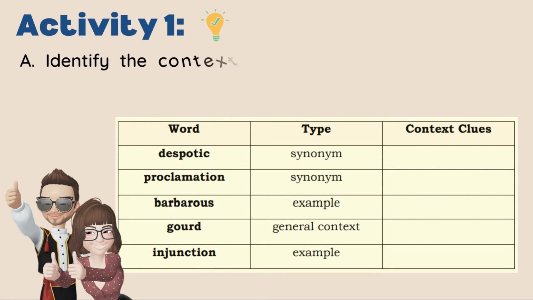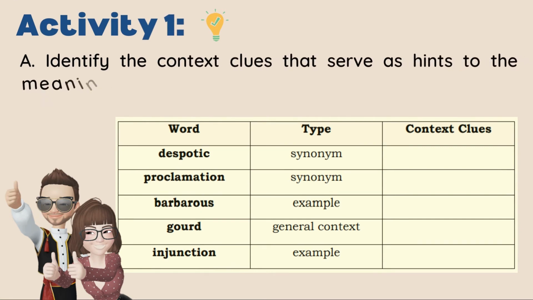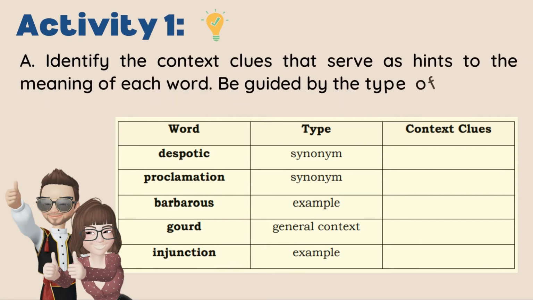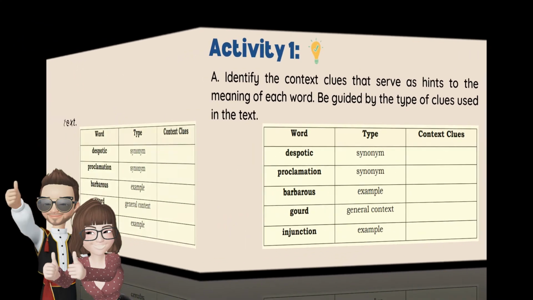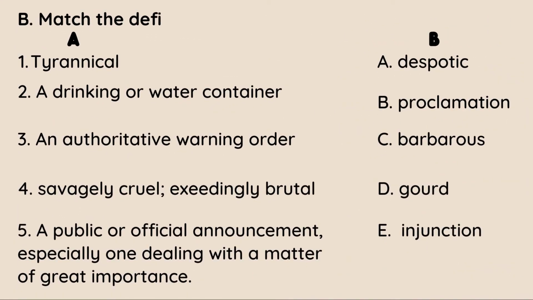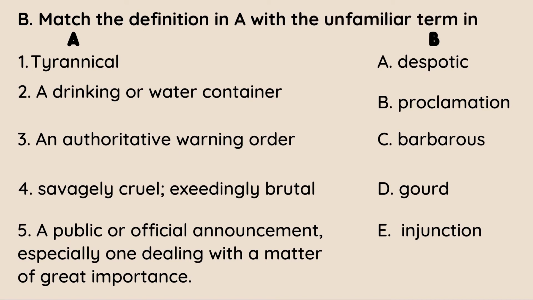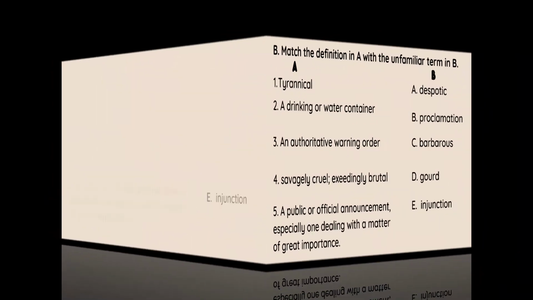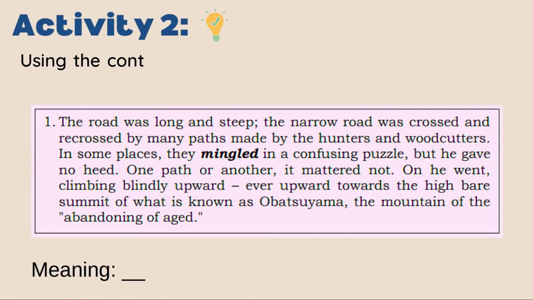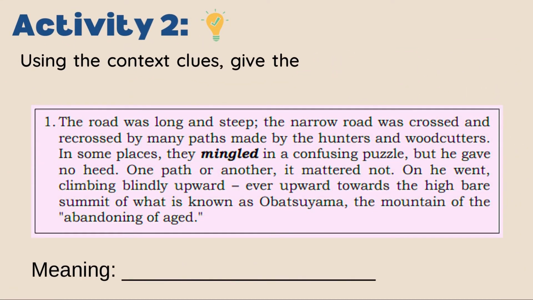For our activity, let us identify the context clues that serve as hints to the meaning of each word. Be guided by the type of clues used in the text. Let's have another one. Match the definition in A with the unfamiliar term in B. For our next activity, using the context clues, give the meaning of the italicized word.